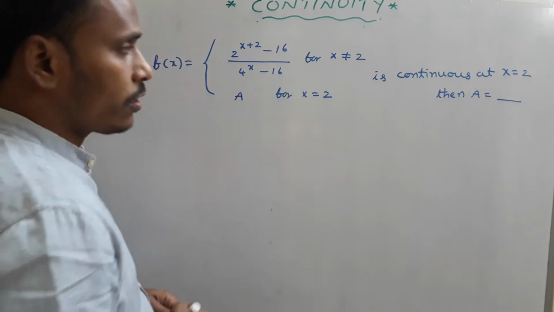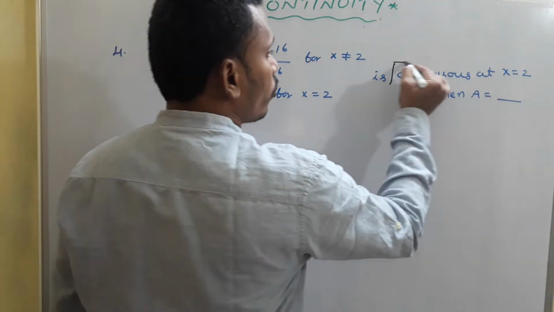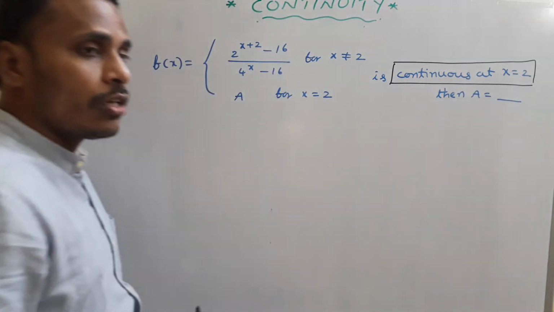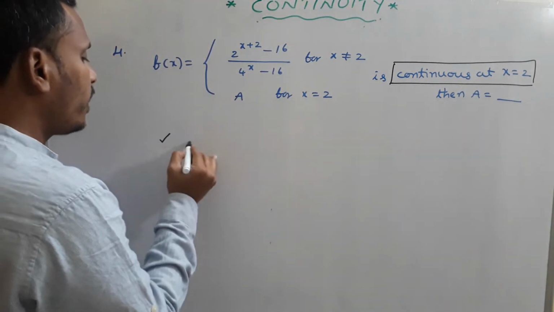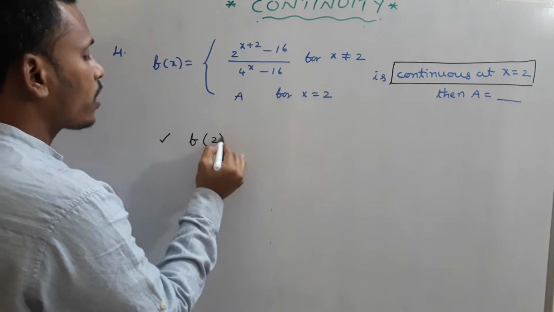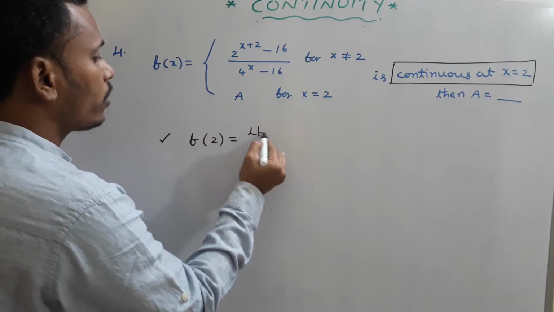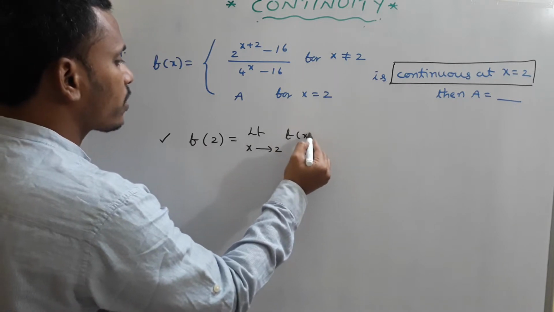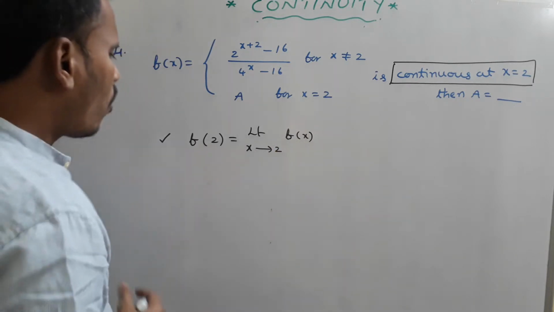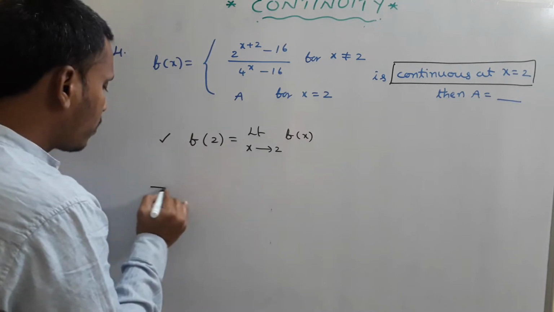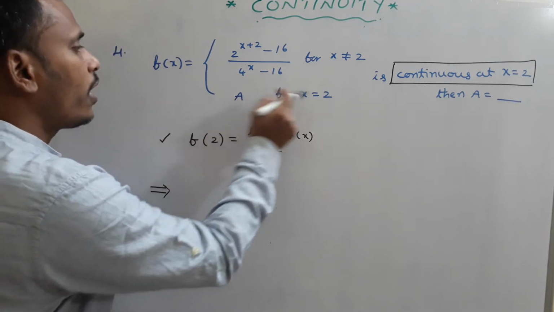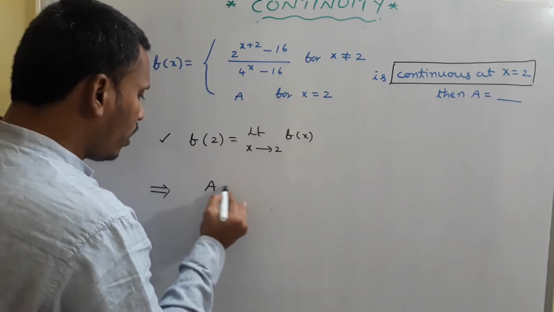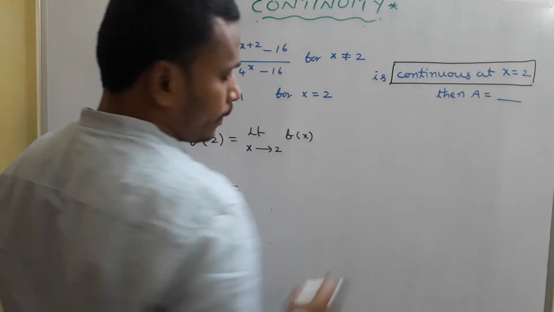First of all, just highlight this: continuous at x equals 2. Since the function is continuous at x equals 2, by the definition of continuity, the functional value at 2, f of 2, is equal to the limit as x tends to 2 of f of x. So now what is f of 2? As given, the function is a for x equals 2, so f of 2 is a, that a we need to find.